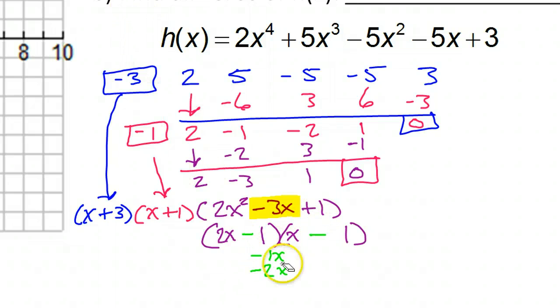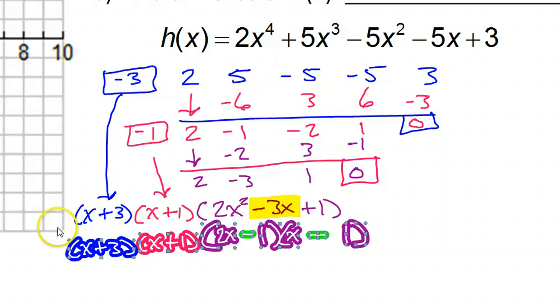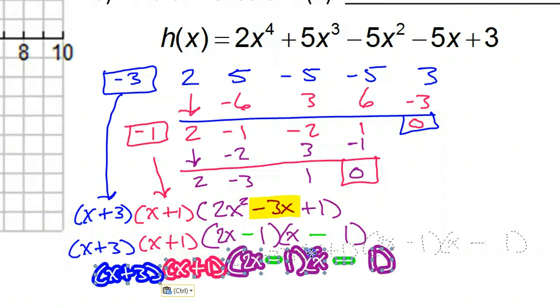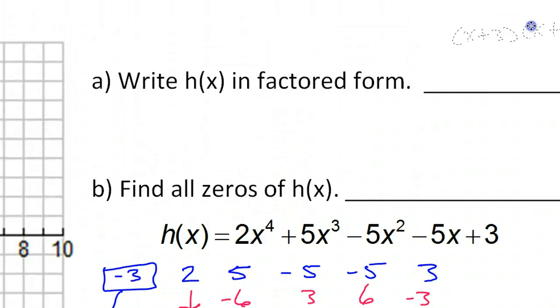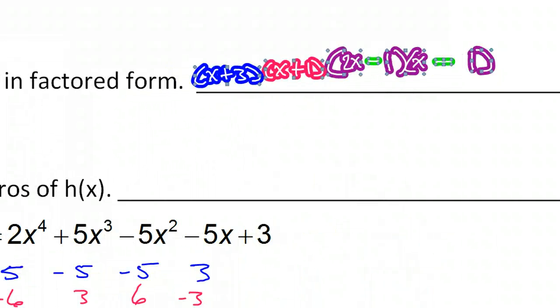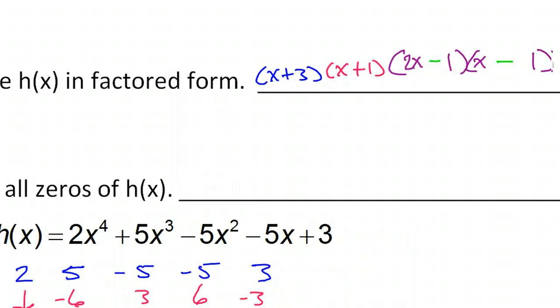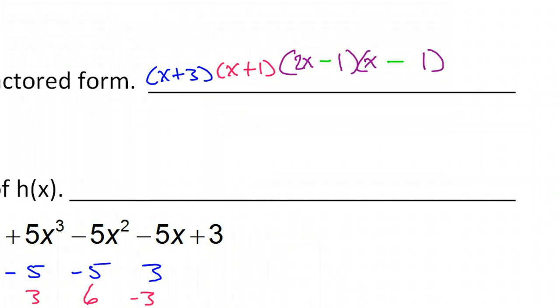So that means this is now factored correctly, and I'm just going to bring down my x plus 1 and my x plus 3. Okay, so this is now factored completely. So I'm just going to go ahead and copy and paste this onto the answer line. Okay, so we're supposed to write h of x in factored form, and there it is. But we're also supposed to find all the zeros, and there they are.